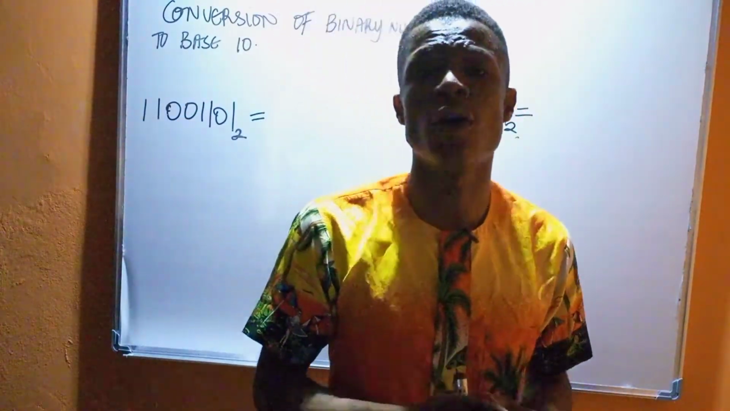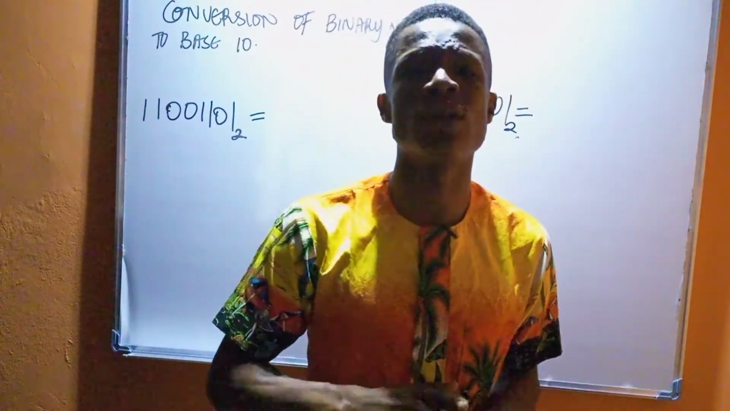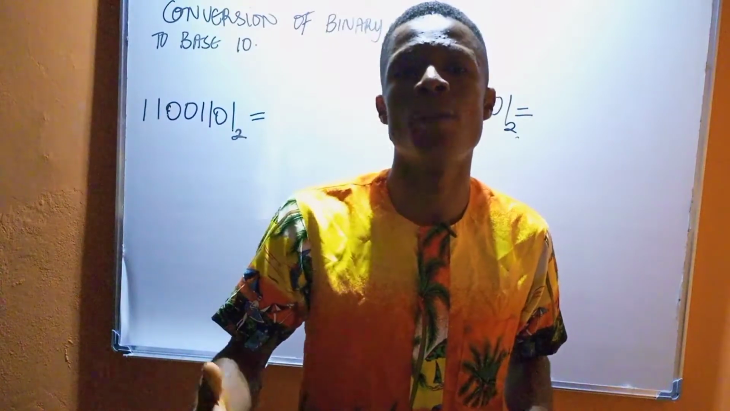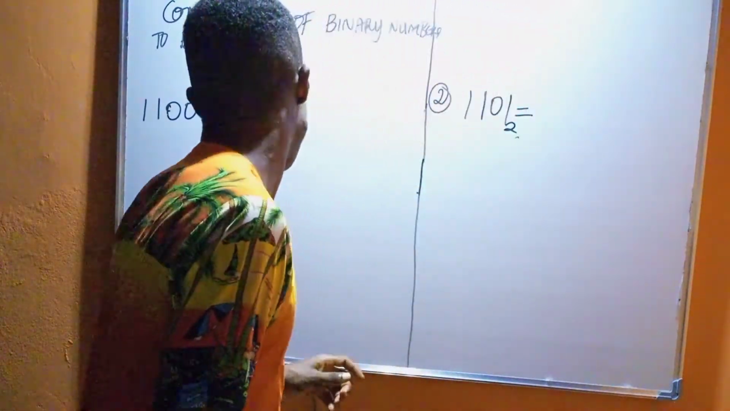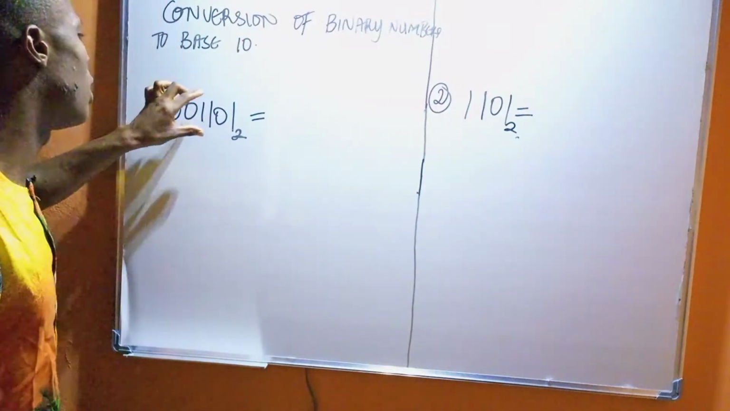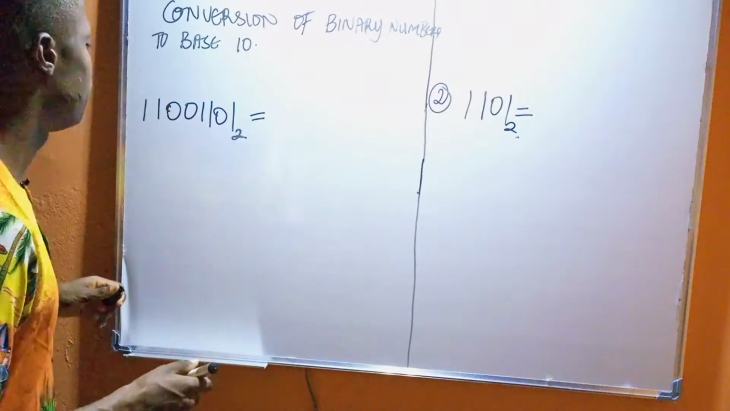For us to be able to convert a binary number or binary numbers to base 10, we need to express binary numbers as the sum of its powers of 2. So look up and see how we do it. I have 11001101 base 2. And we are told to express it in base 10.